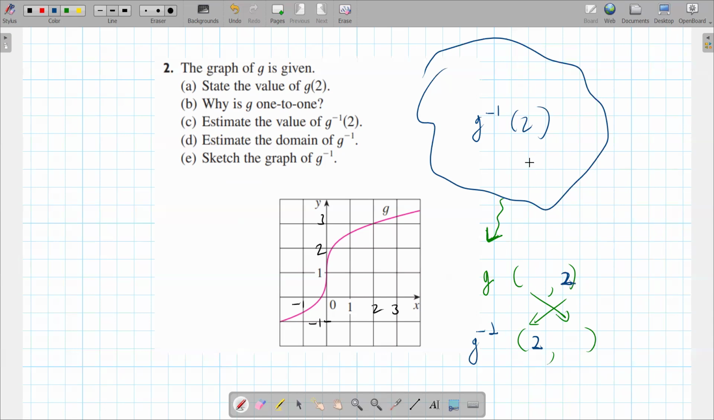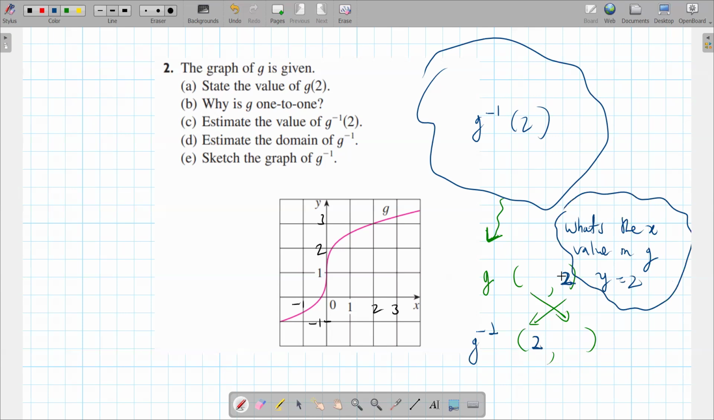So what it's asking you is, G inverse of 2 is the same thing as, well, what's the X value in G that gives you a Y value of 2? This is the question you should be asking yourself, because we don't have a graph of G inverse. So to find that from a graph of G, you need to ask yourself, there's some value of X in G. When I plug that in, I get a Y value of 2. So what X value gives me a Y value of 2?